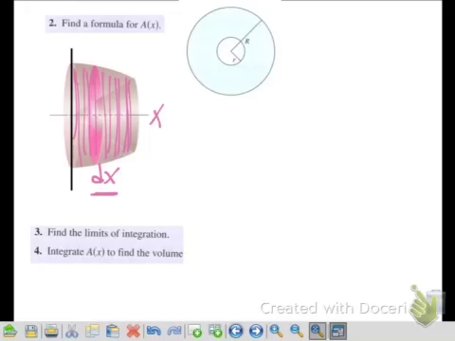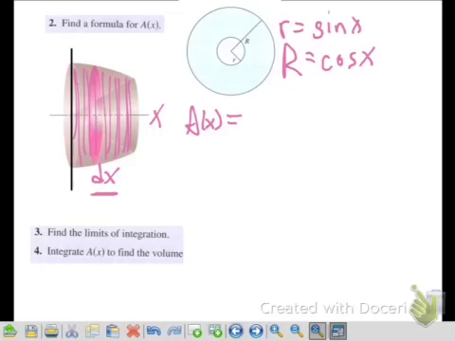For this one then again, the smaller r was the inside function, that's sine of x. The larger r was the outside function, which was cosine of x. And so if we want the area of this thing, it'll be the area of the big circle, which was pi r squared, and the big circle was cosine of x. Then we subtract the area of our smaller circle, which was sine of x. And that's radius, so it's squared.